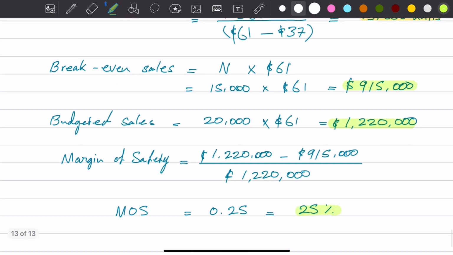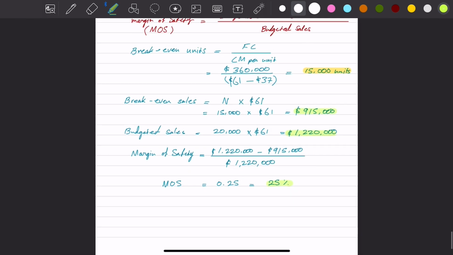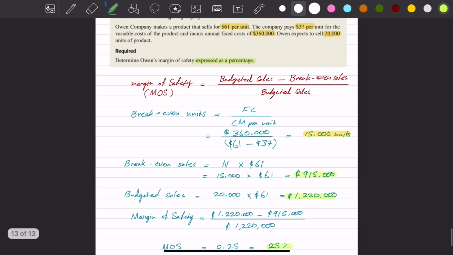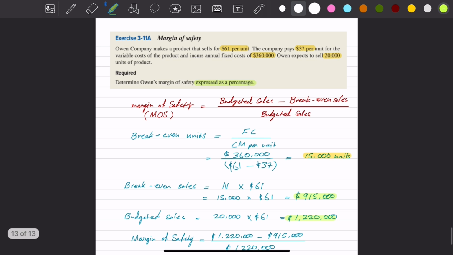Okay? That's it for this exercise. This is how you can solve the last exercise that we have selected for you for this chapter, exercise 3-11A.